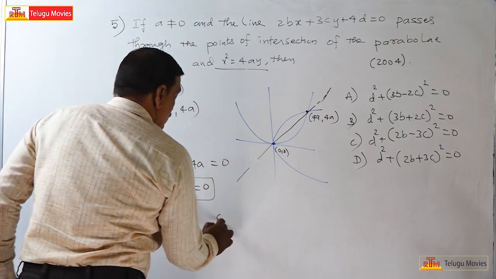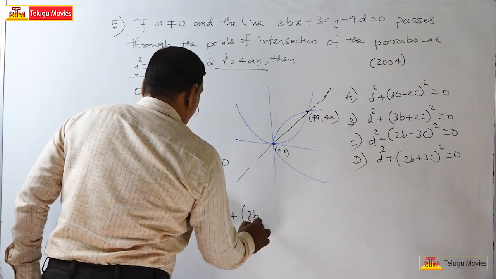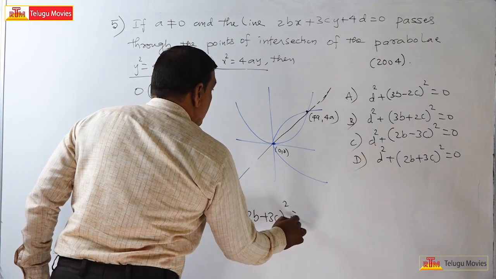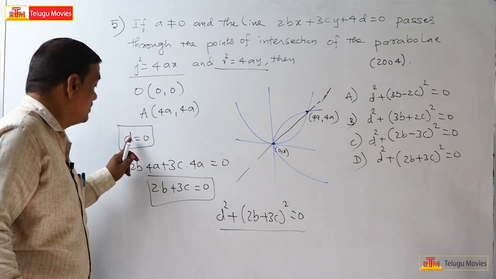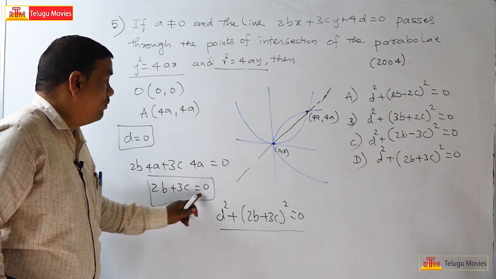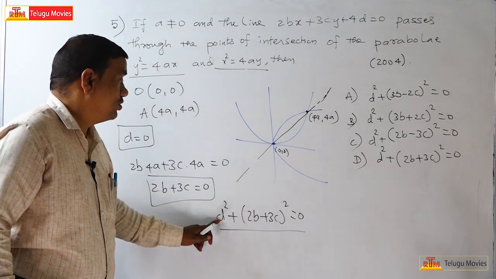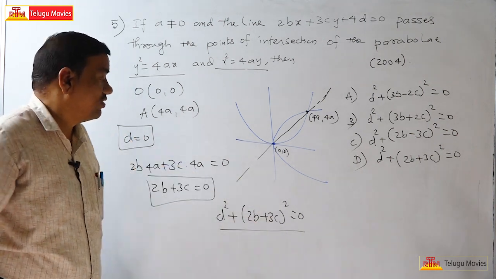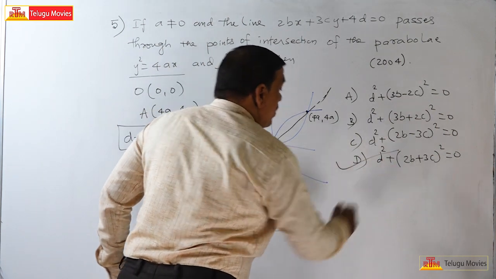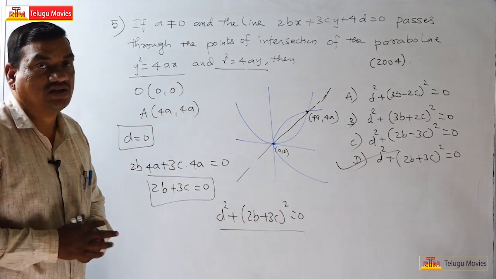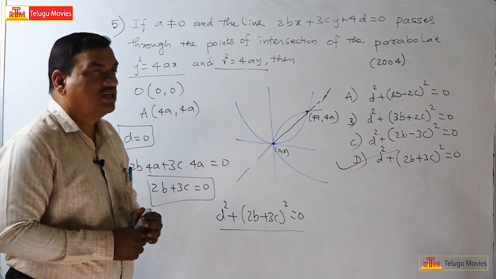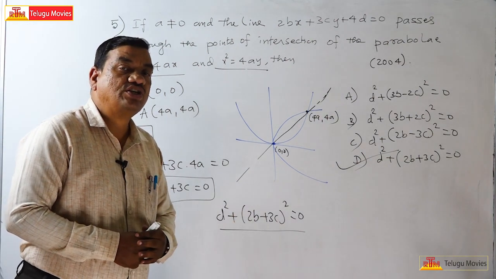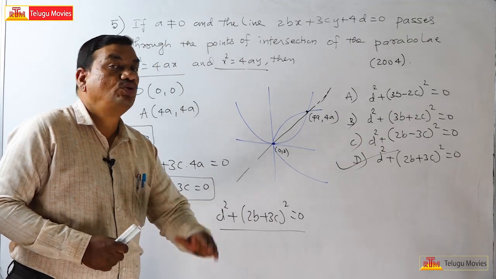We know that d square plus 2b plus 3c whole square is equal to 0. Because d's value is 0, and the 2b plus 3c value is also 0, so d square plus 2b plus 3c whole square value is 0. Therefore, option D is the correct answer. Very logical problem this is. I hope that you understand this solution. So let us move to the next problem.